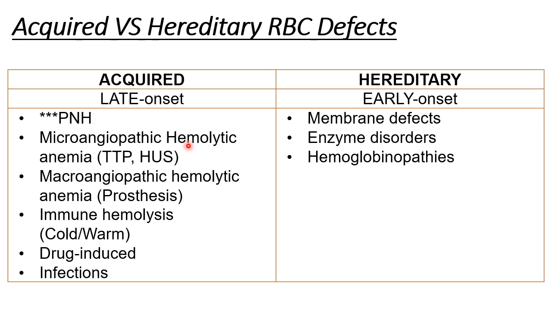Okay? And then next, yung mga acquired din, no, micro and macroangiopathic hemolytic anemias, immune hemolysis, okay? Yun na-acquire nila yung ABO antibodies and RH antibodies from their mothers, okay? Drug-induced and infections. Hereditary lang, tatatlo lang ang tatandaan natin, okay? Membrane defects. Ano yung mga under dito? Ulitin lang natin, no? Yung mga spherocytosis, elliptocytosis, and ovalocytosis. Enzyme disorders, G6PD and pyruvate kinase, and hemoglobinopathies. All of which can present at newborn stage pa lang.